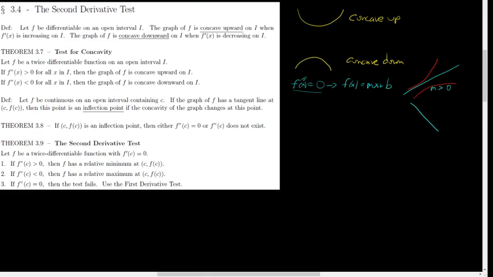So let me draw a graph of something that has an inflection point. Let's say we're concave down. We have a graph that's concave down like this, and then suddenly it changes and it's concave up like this. Or let's say it keeps going and then at some point it changes back to concave down and then concave up again, and so on. So what we can say is that right around this point, to the left of that point, it's concave down, and to the right of that point, it's concave up.